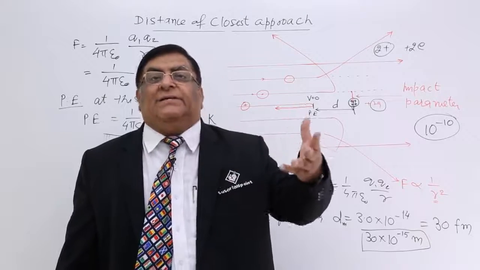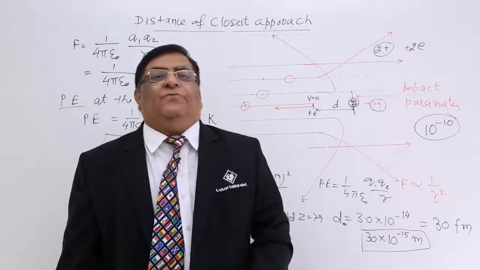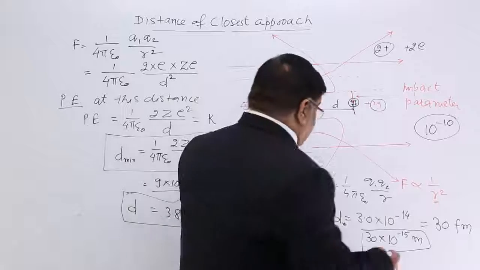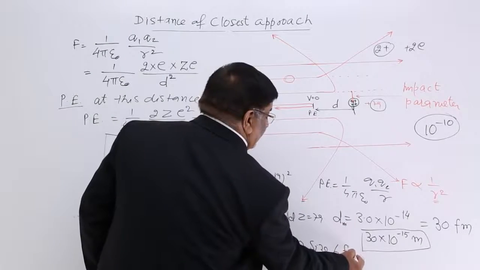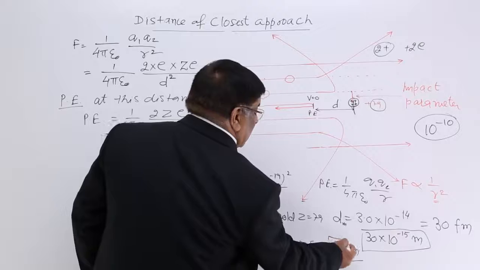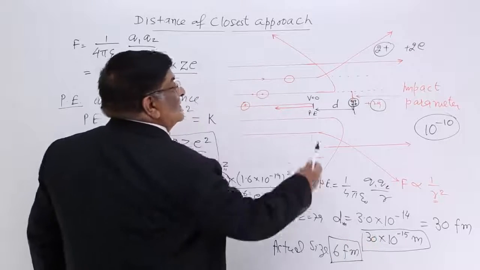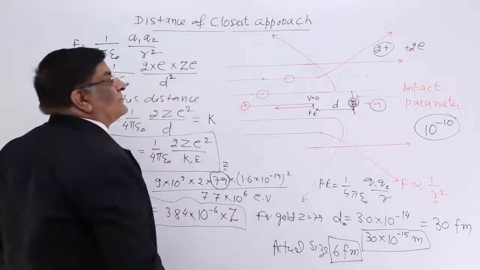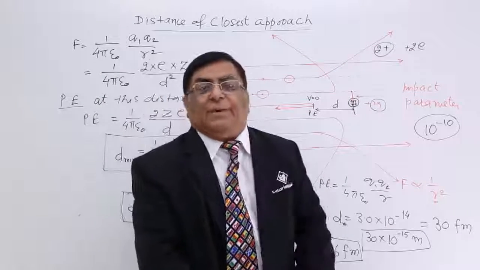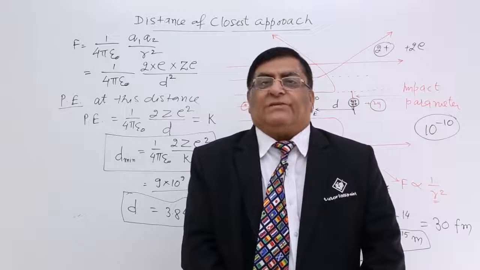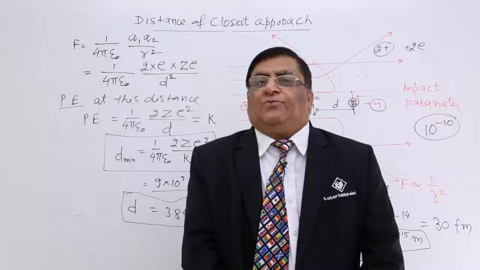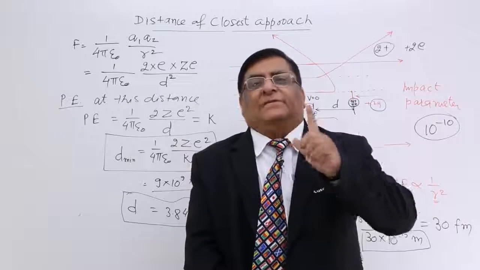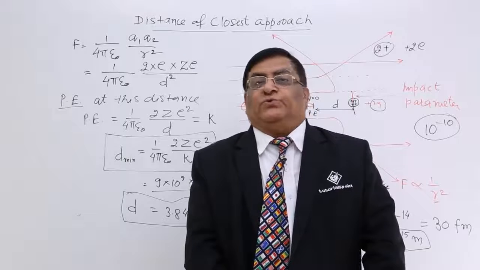Later, with other advanced experiments, we could find out the size of gold nucleus, and we found that the actual size is 6 femtometer, and you see this is within 30. So this was 30, naturally this will be 6. So this experiment, the closest approach calculation, helped us to find out the parameters of its size, that it has to be so small.